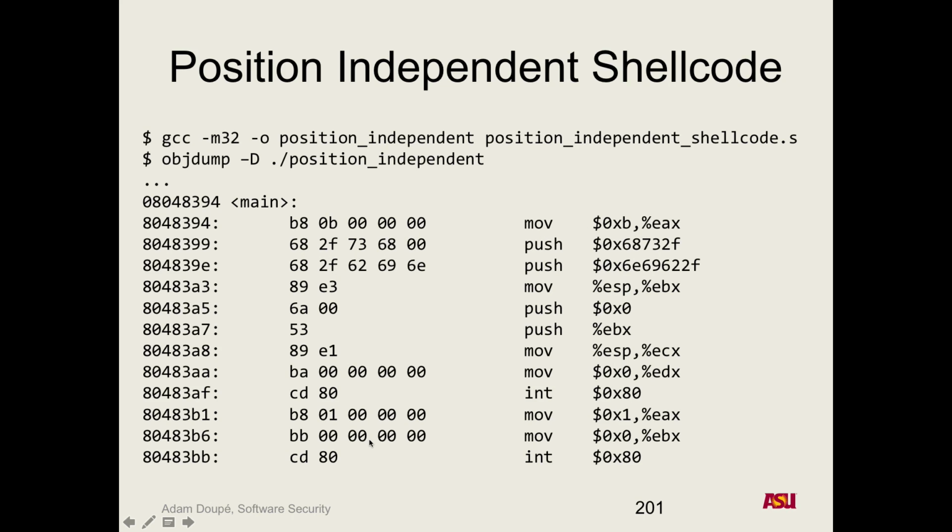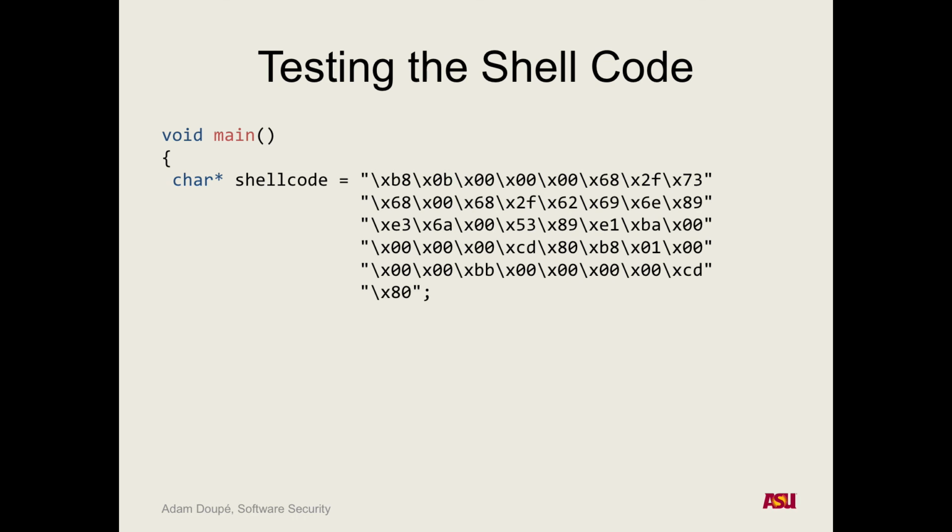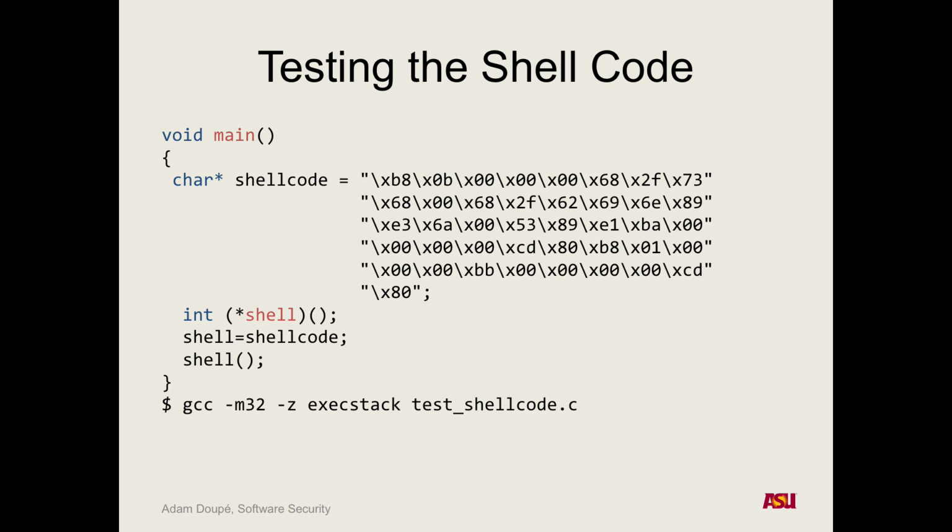We can take all these bytes, copy it into our shellcode tester. We can execute it or compile it with an executable stack, run it, and we'll see that we actually get a shell from here. Right? So now we can take this code, as long as we can get somebody to execute these bytes in their process space, it will spawn a shell.